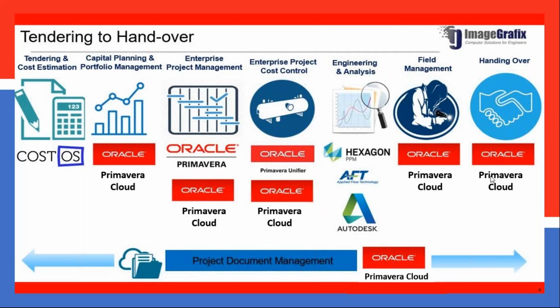Coming to handing over, you can use both Primavera and Primavera Unifier as well as Primavera Cloud for your handing out process. So you can capture all your lessons learned in Unifier. Then you can do your submittals in Unifier. All these things you will be able to do in Primavera Unifier. Then you have project document management, which can be done in both Primavera Cloud as well as Primavera Unifier.